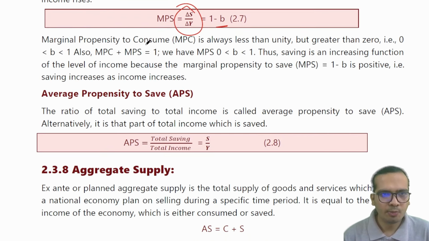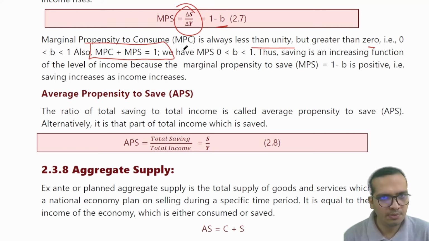MPC, marginal propensity to consume, is always less than unity but greater than 0. That is, it falls between 0 and 1. Also, this is one of the important things: MPS plus MPC equals 1. We have MPS also falling between 0 and 1.